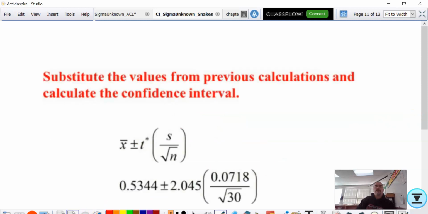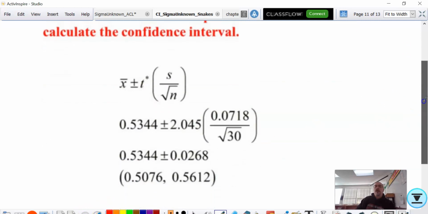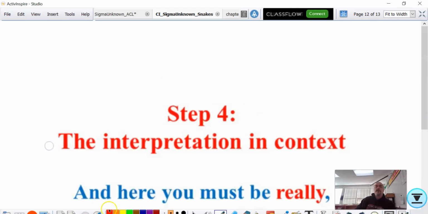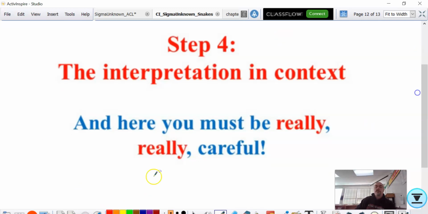The mechanics. So we plug in all of our numbers. Again, we used our calculator to find the mean. We found the standard deviation. We used table B to find the 2.045, and the sample size is 30. And here is our interval and our interpretation.